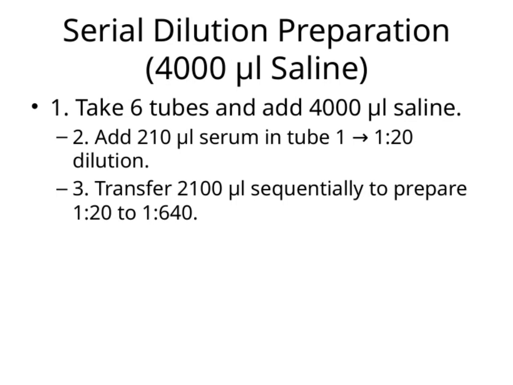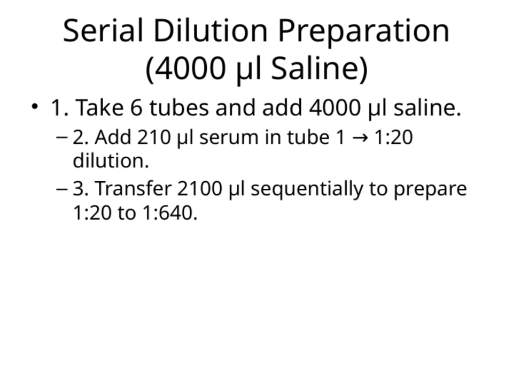Let's start by taking 6 tubes and adding 4,000 microliters of saline to each one. This will serve as our base for the serial dilutions. The next step is to add 210 microliters of serum into the first tube. This creates our initial 1:20 dilution, which is essential for accurate measurements down the line.